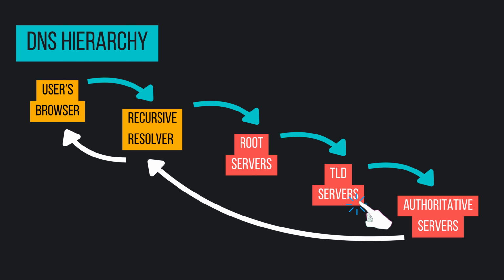The TLD servers are responsible for specific top-level domains like .com, .org, .net, or country codes like .uk or .de. The .com TLD server doesn't know google.com's IP address either, but it knows which authoritative DNS server is responsible for the google.com domain. Finally, the authoritative DNS server is the definitive source. It's like the official registry office that has the actual IP address for google.com.